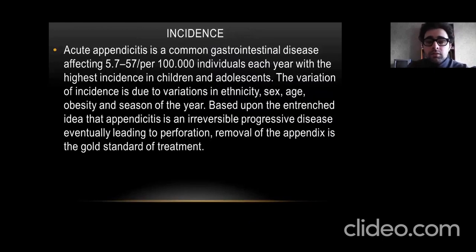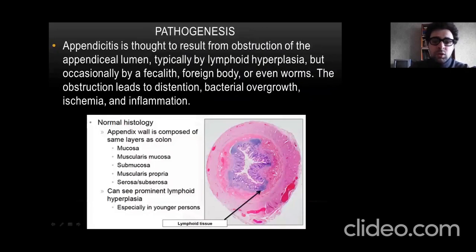This is a common gastrointestinal disease that affects up to 57 per 100,000 individuals each year. We do not know the etiology very well, and the risk factors too. Because of that, this is a spontaneous disease with a great incidence. What is the pathogenesis? Acute appendicitis comes when there is obstruction of the appendix.